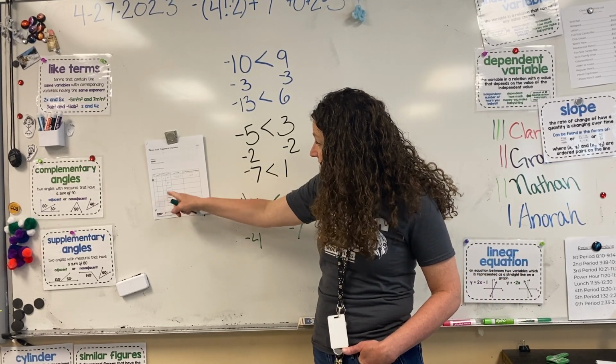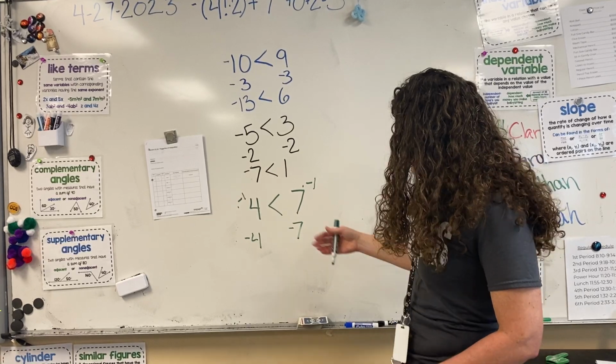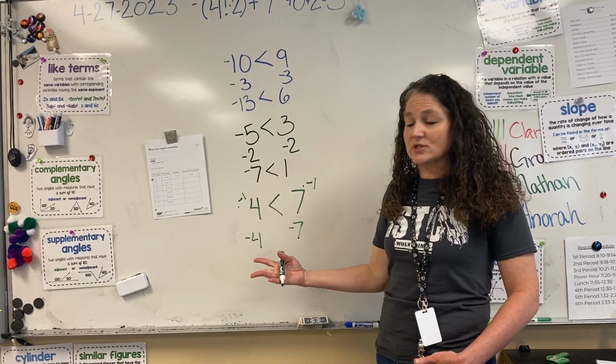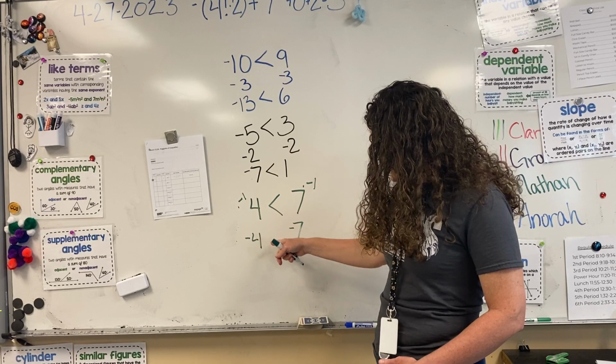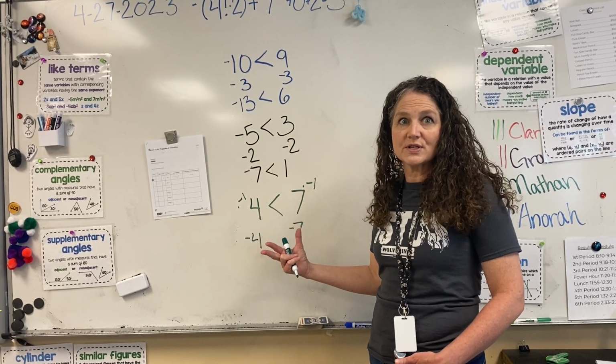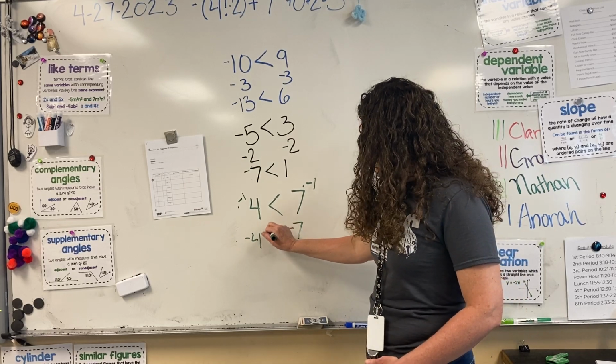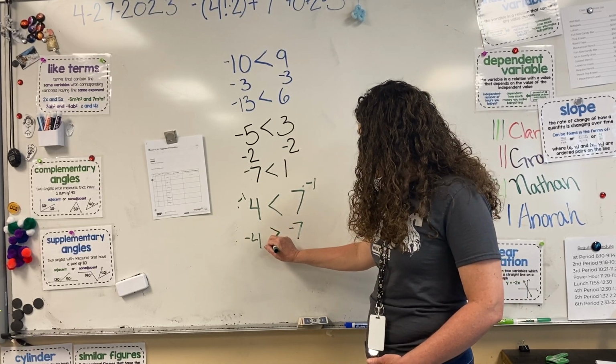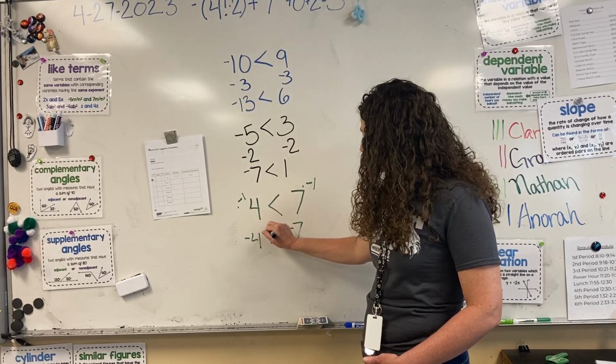So on this one, we're on the first multiply by negative 1. Emma predicted that it would switch. Is negative 4 less than negative 7? No. Negative 4 is bigger than negative 7. So we multiplied by a negative and our sign switched.